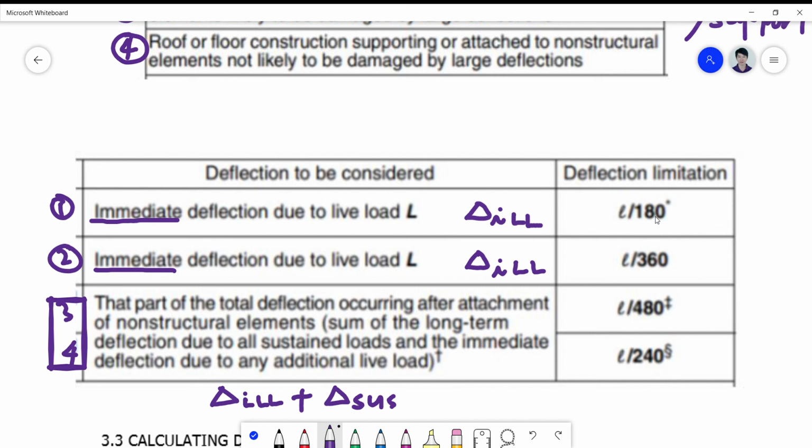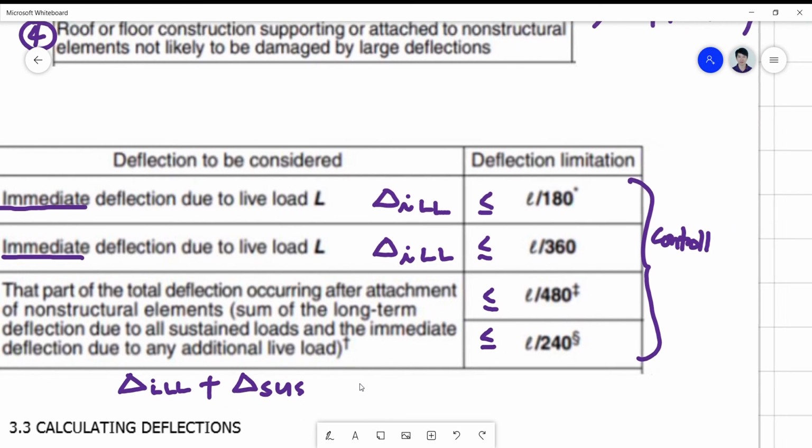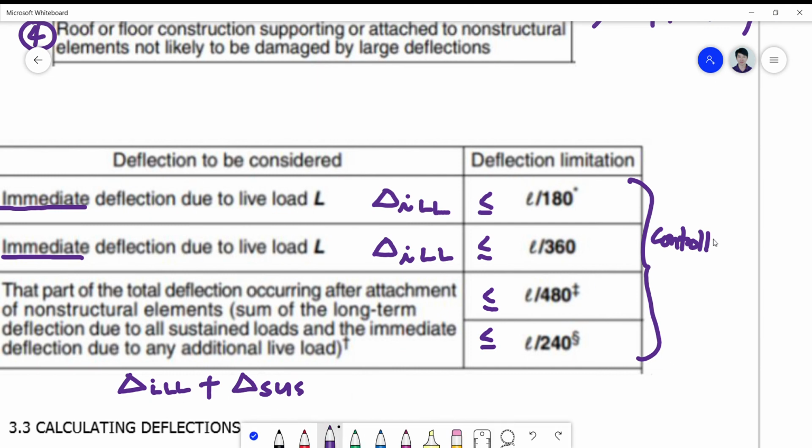And take a look at the value of the limiting deflection. This must not exceed this value, or else, if it exceeds, your serviceability fails. So the limitation will tell you if your member deflection is controlled or not. So this will tell you later.